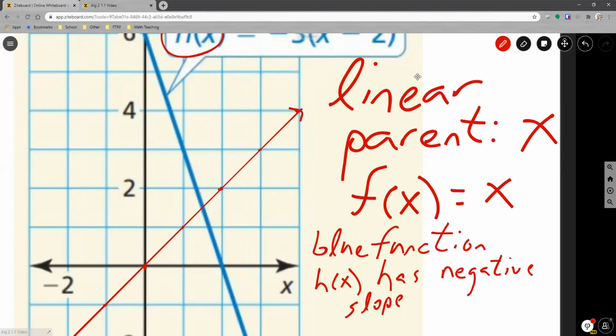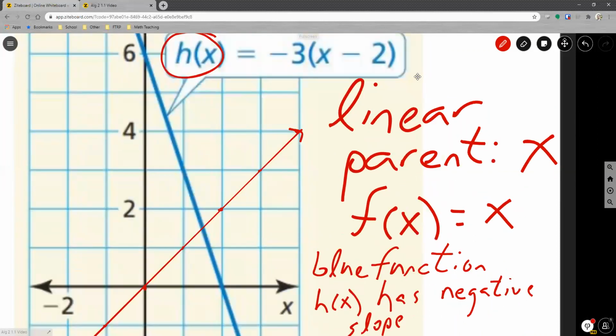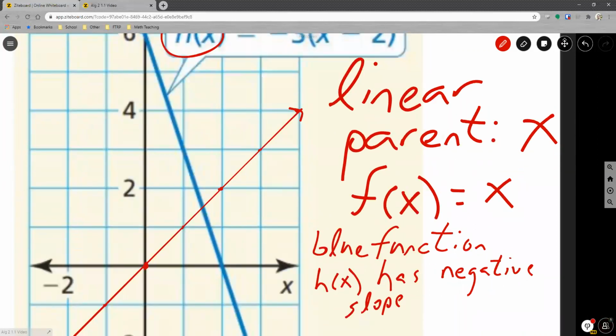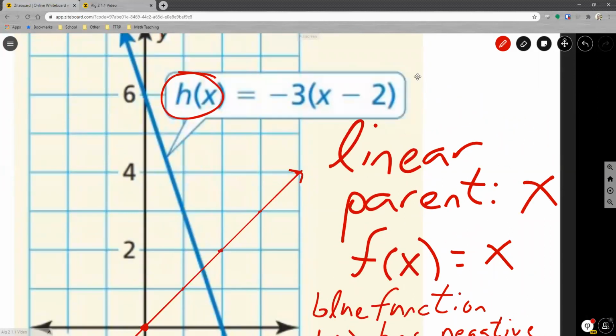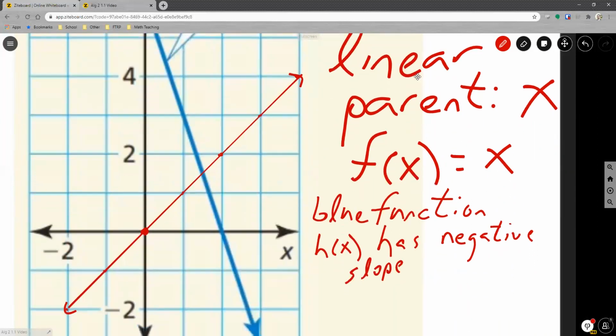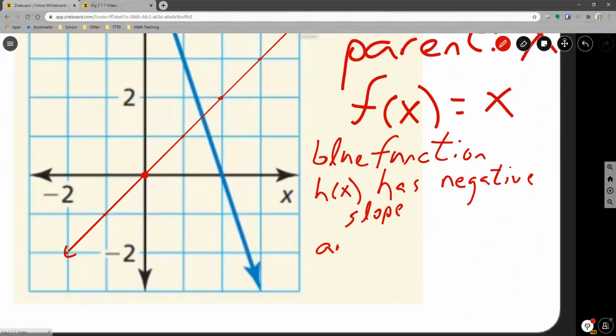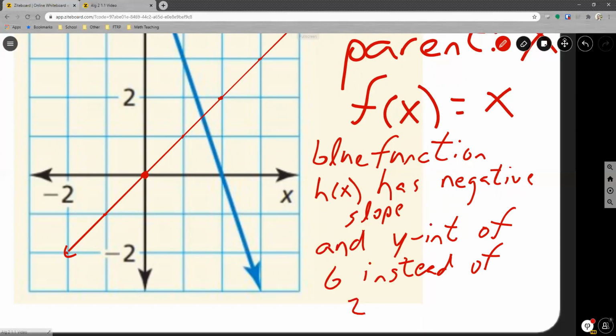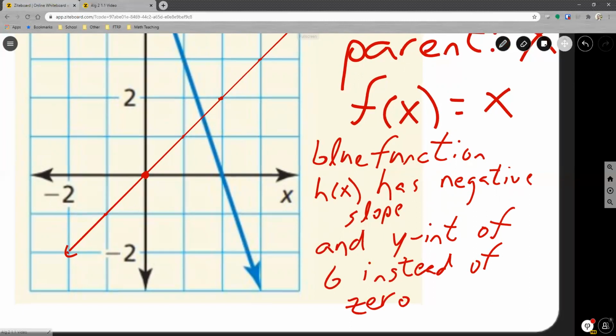And it looks like it was shifted a bit too as far as the intercept goes. My red function has a y-intercept right here at 0. That's where it crosses the y-axis, but the blue one has a y-intercept up at 6. So it has a y-intercept of 6 instead of 0. We're just describing what we can in this situation.